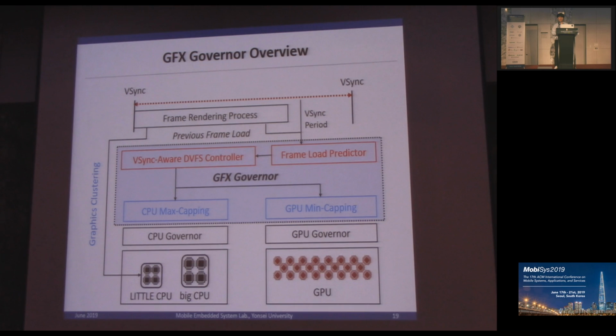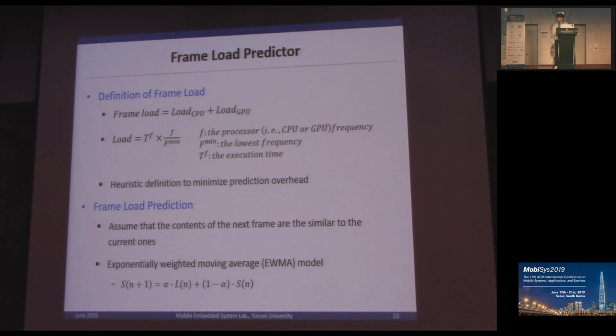And GFX Governor consists of two main components: the frame load predictor and the VSync-aware DVFS controller. The first component is the frame load predictor. We define the frame load as the sum of the load of CPU and GPU, and the load of a processor is defined by the estimated execution time of the given load at the processor's minimum frequency, like this equation. This is a somewhat heuristic definition, but it is a compromise for minimizing the overhead.